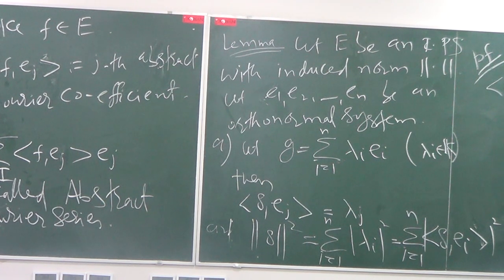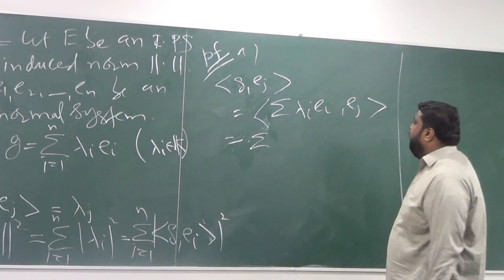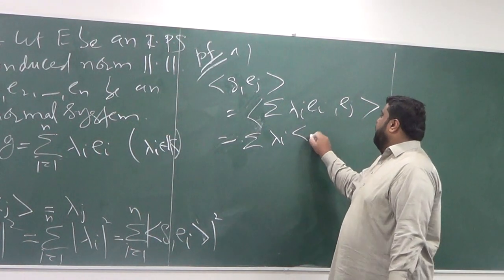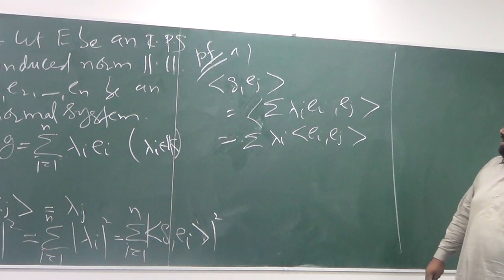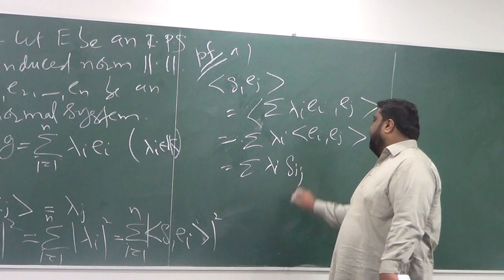Not linearity, but we should say, you know, sesquilinearity. It's a pretty difficult thing to pronounce, especially for Indians or continent people. Or at least for me, that's linearity. So it's going to be the sum of lambda i's times the inner product of ei, ej. And if this is the case, I know that this is going to be the Kronecker delta ij.